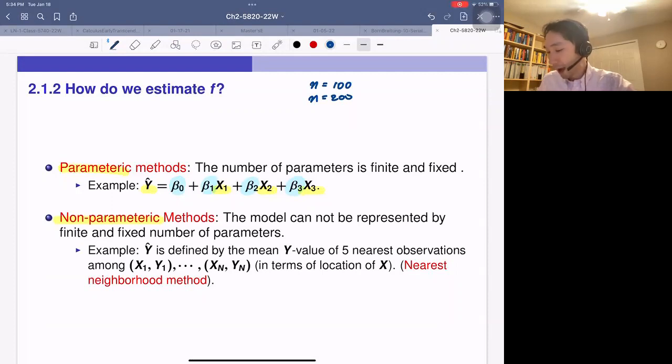So for example, y hat is defined by the mean y value of the 5 nearest observations among (x1, y1) to (xn, yn). When we want to see the y value for a given x, we choose just the 5 closest observations to it, then take the average y value of those 5. That is one natural way. In that model we take 5 observations, but those 5 depend on our x value, the x value of the new observation. So we cannot express it in this simple way.